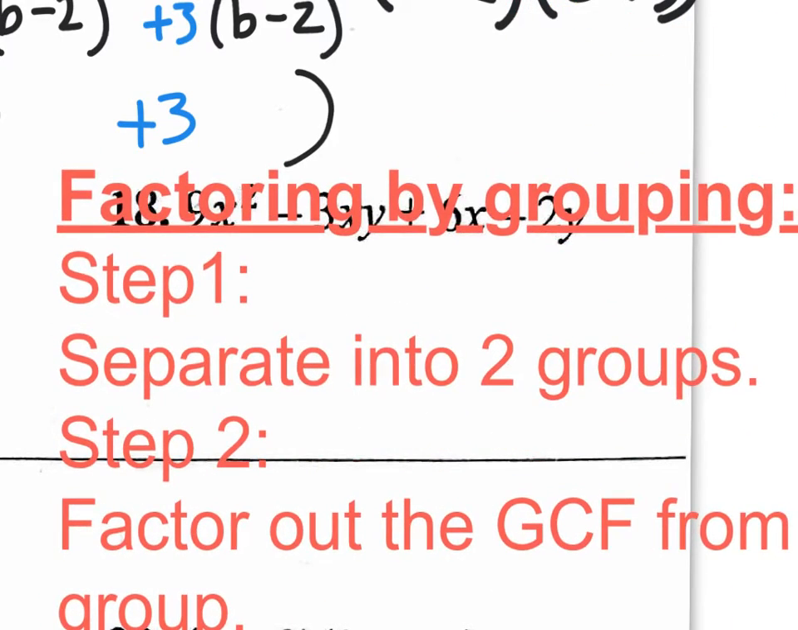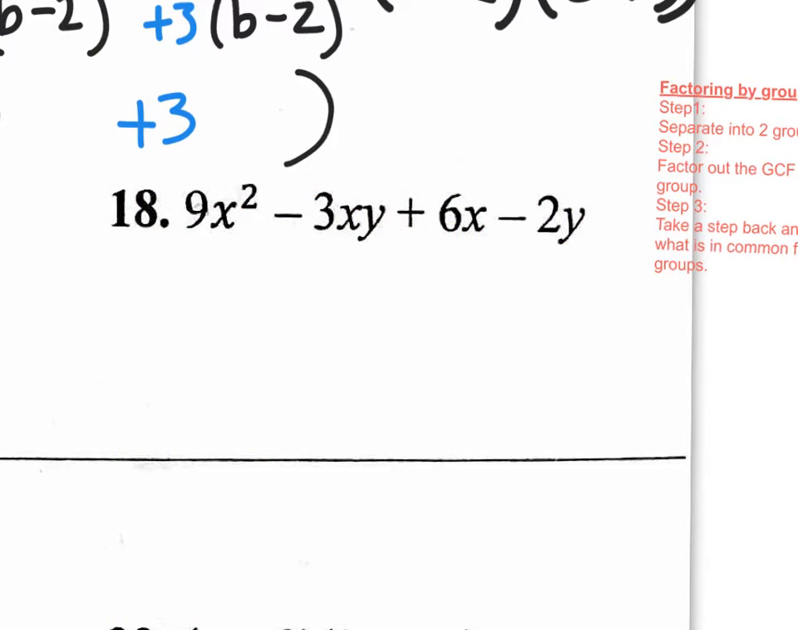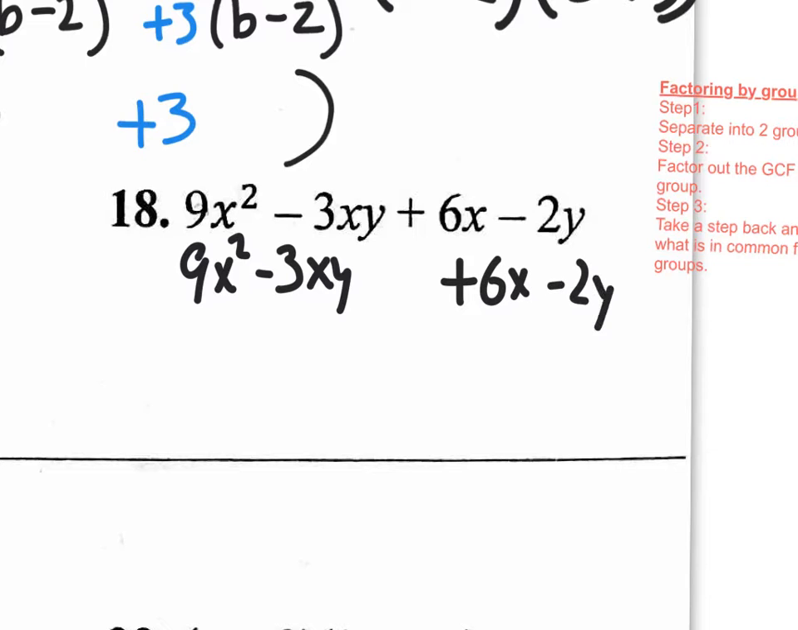Step 1, separate into 2 groups. So when we separate it into 2 groups, we'll have 9x squared minus 3xy plus 6x minus 2y. Now let's take a look at our first group. Is there anything to pull out in our first group? Yes. What's in common? 3 and an x. Perfect. What would be left if I pull out a 3 and an x? 3x minus y. Correct?